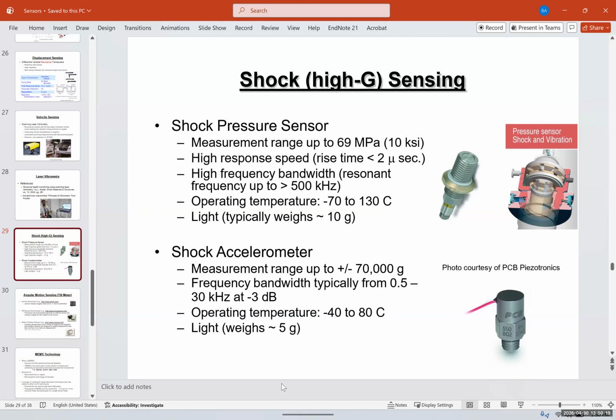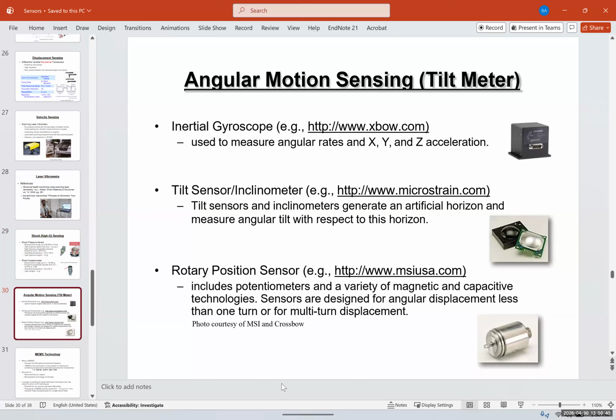And then we have the shock accelerometer, whose measurement range is positive and negative 70,000 G, which is an enormous amount of G. Frequency bandwidth is typically from 0.5 to 30 kilohertz at -3 dB, and the operating temperature is -40 to 80, and it's very light.